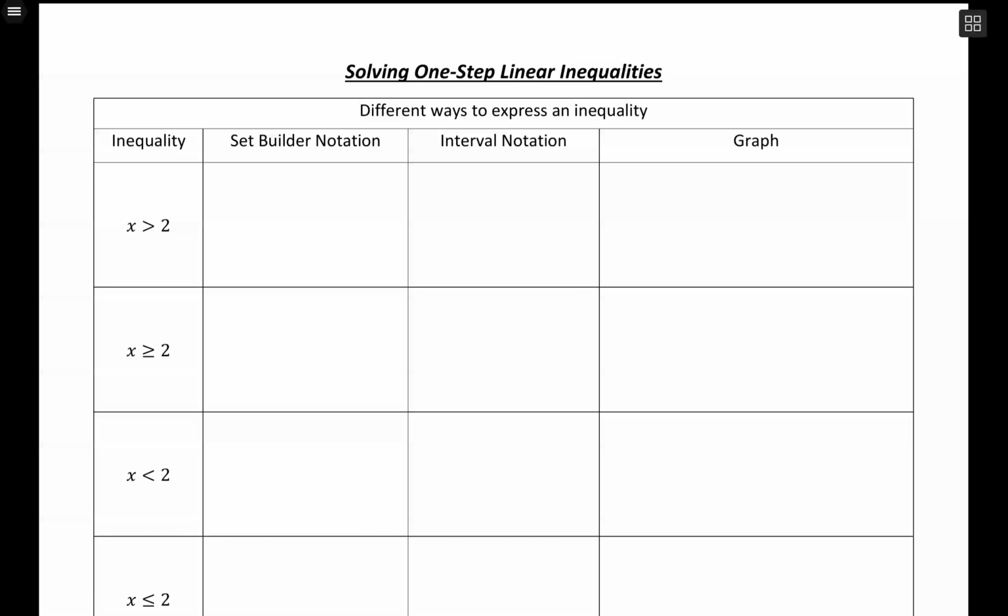So we're going to look at solving one-step linear inequalities, which will be very similar to linear equations with one little special thing that we need to think about. But before we start solving, let's talk about some notation that comes up with inequalities.